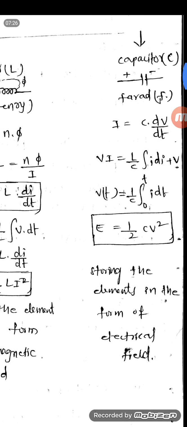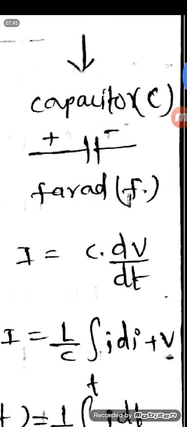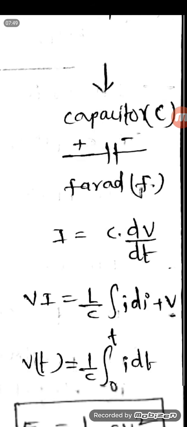Coming to the third element, which is very important in electrical engineering, that is the capacitor. It is represented with capital C. It is represented by two horizontal lines or two plates. In between the two plates or two conductors, a dielectric medium fills the space, and the unit is farad.